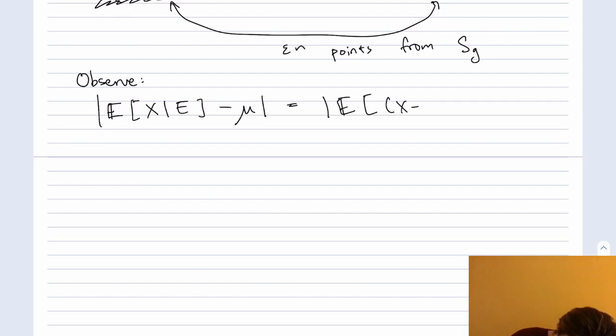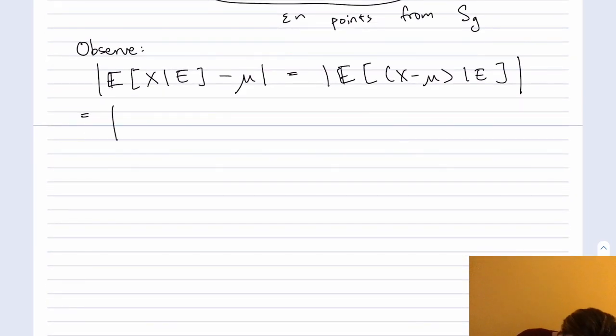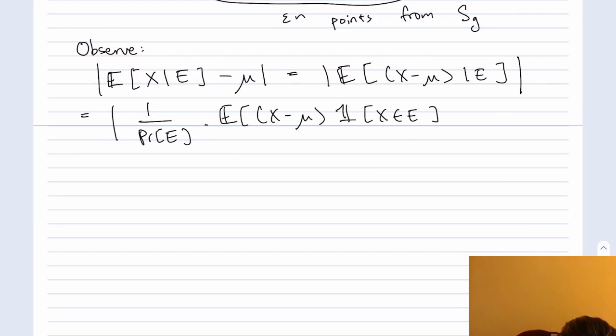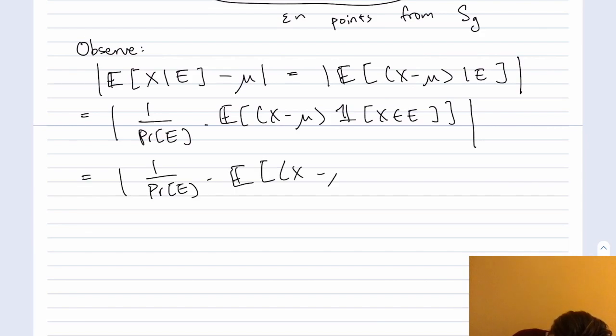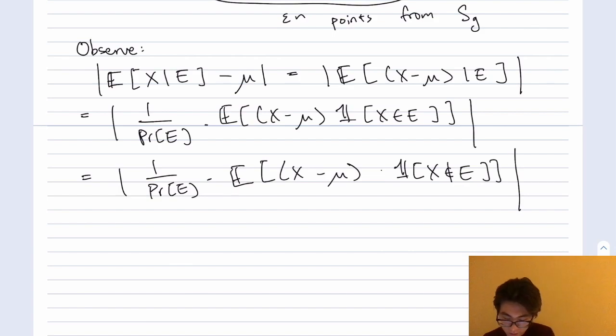This is simply the expectation of X minus mu, conditioned on E. I can just pull that in, certainly, and this is by the definition of conditioning. This is simply 1 over the probability of E times the expectation of X minus mu, conditioned on X in E. But it's not too hard to see that this is also the same as 1 over the probability of E times the expectation of X minus mu times the indicator of the opposite event, just because these two things must sum up to 0.